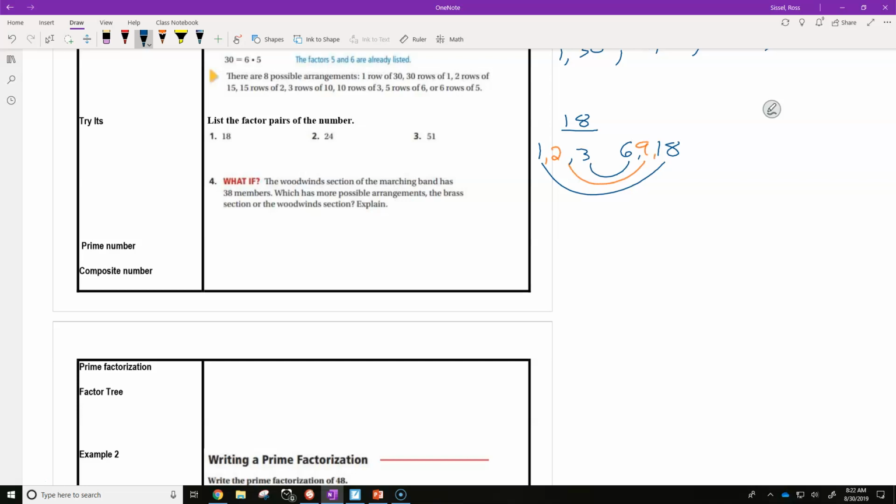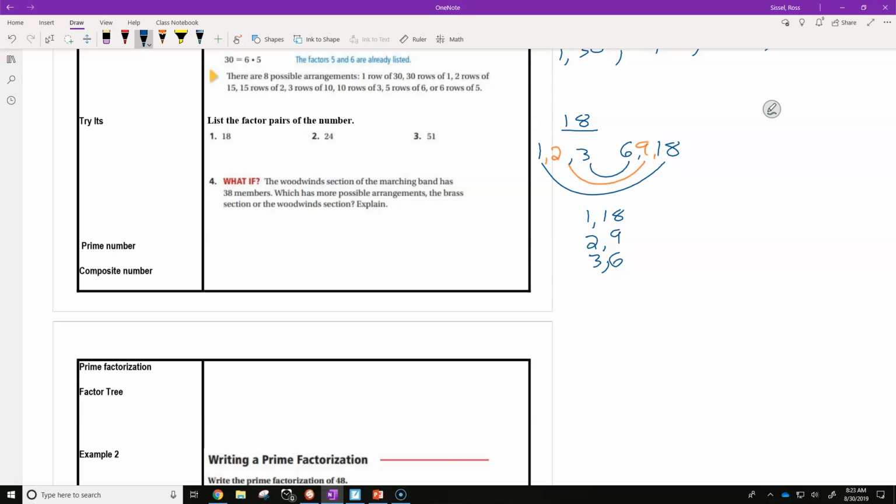After 3, we would check the number 4. 4 doesn't go into 18. After 4, we check 5. Does 5 go into 18? No. After 5, we check 6. Oh, we already did 6. Since we already did it, we're done. These are all the factors of 18. And if they ask me for the factor pairs, it's 1 and 18, 2 and 9, and 3 and 6. Remember, pairs. Which 2 numbers go together?